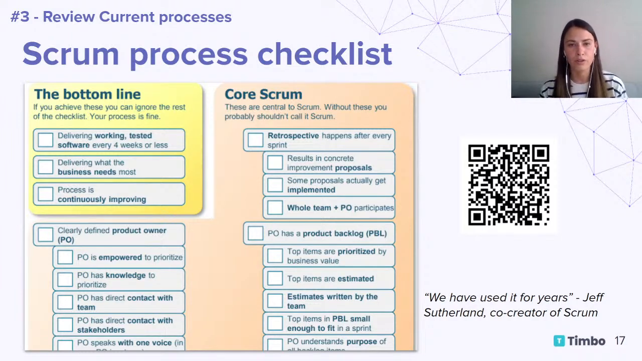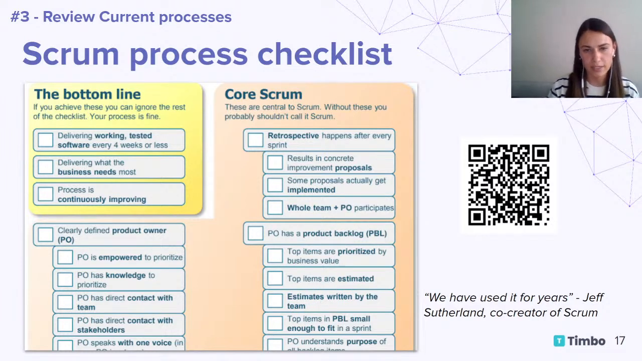You can scan a QR code and get a version of that checklist. This one has actually been approved by Jeff Sutherland. He says that he used it for years, which looks great. This checklist is available in different languages. Basically, it states some Scrum principles that you can check whether you are following them, starting with "are we delivering every 2 weeks," and ending with things like "are estimates written by the team or not."